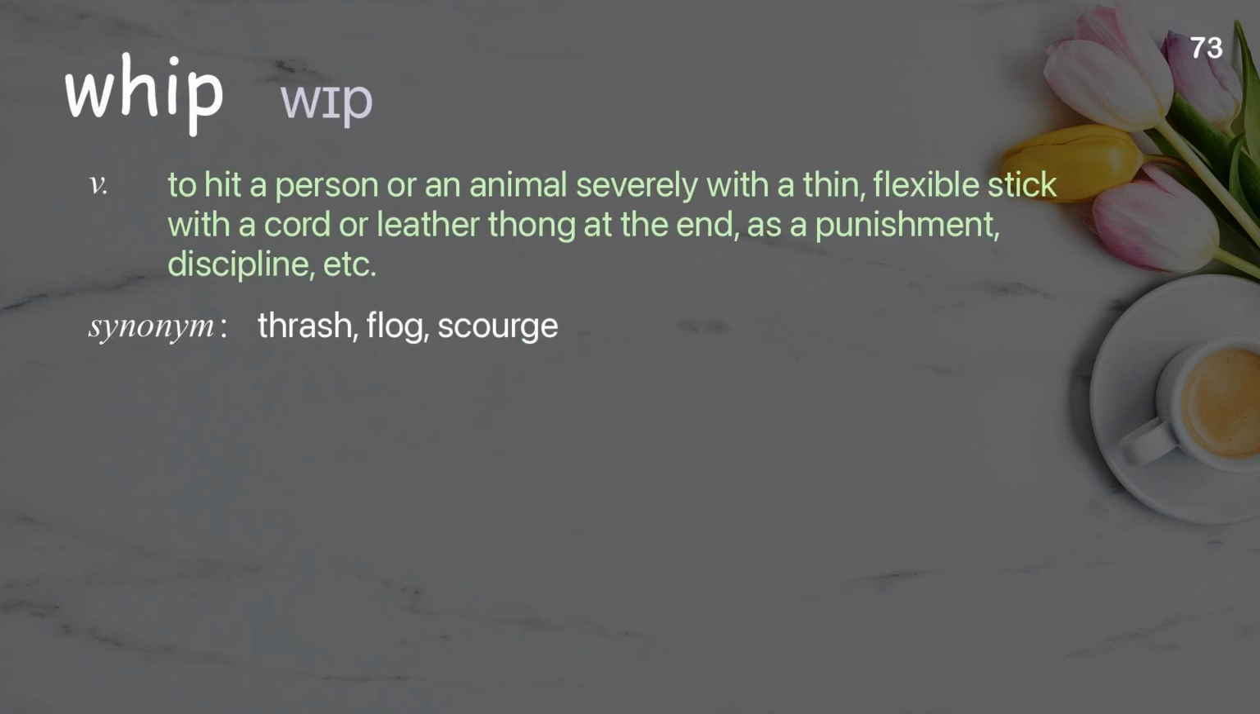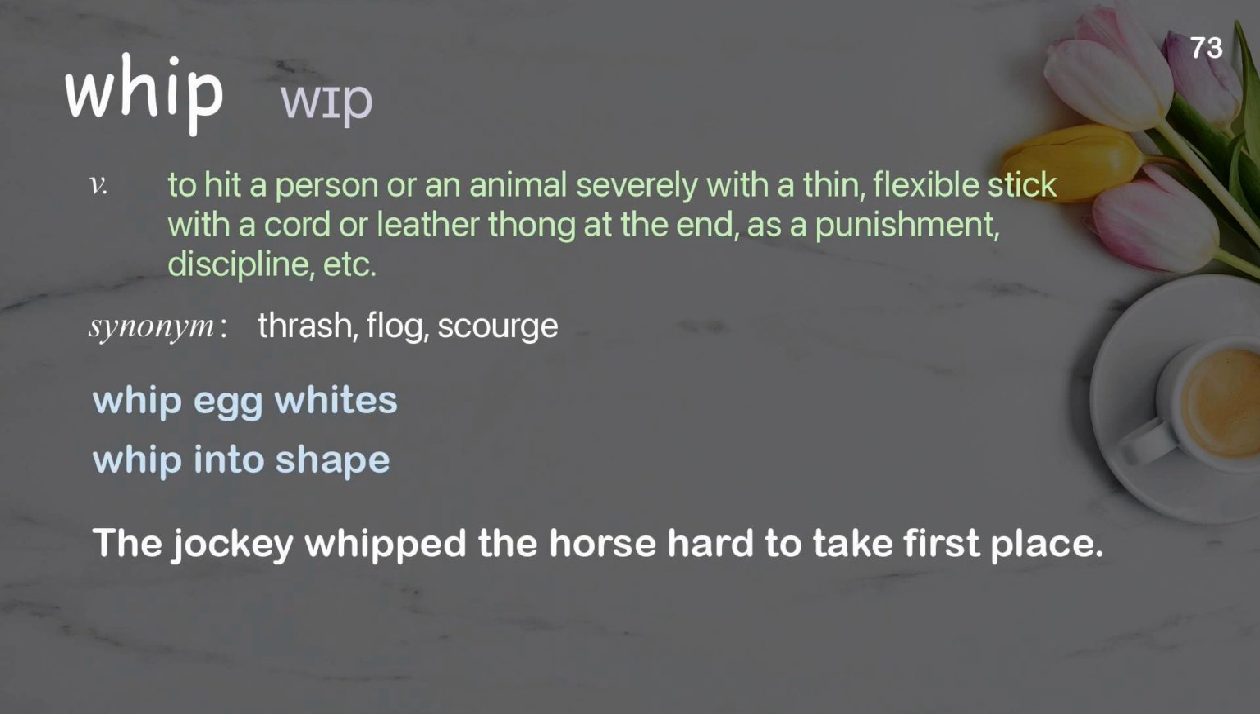Whip. To hit a person or an animal severely with a thin, flexible stick with a cord or leather thong at the end, as a punishment, discipline, etc. Examples: whip egg whites, whip into shape. The jockey whipped the horse hard to take first place.